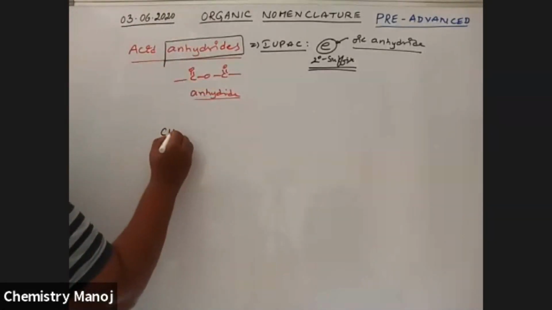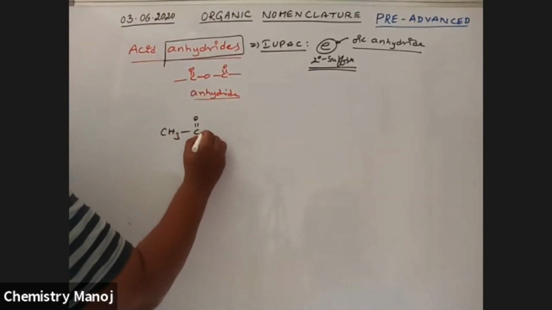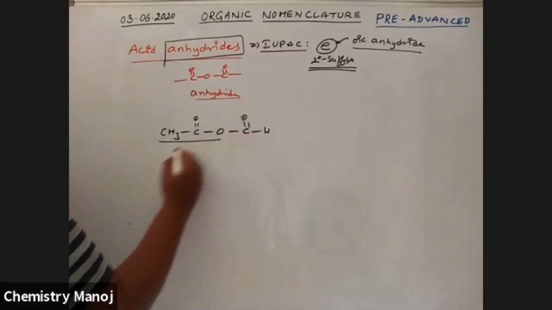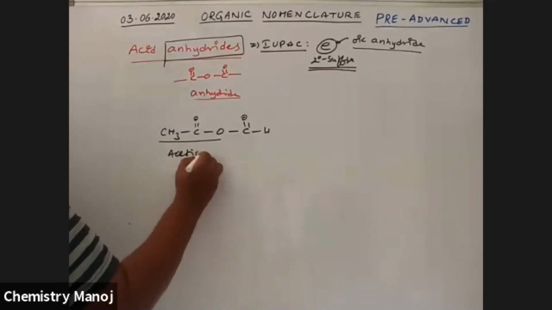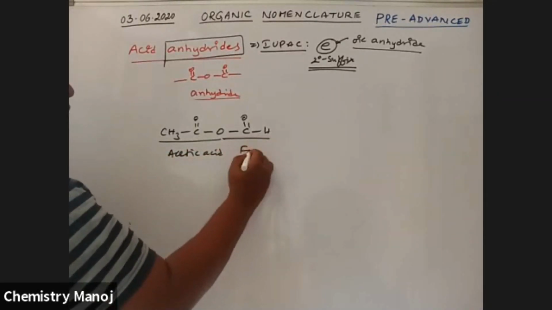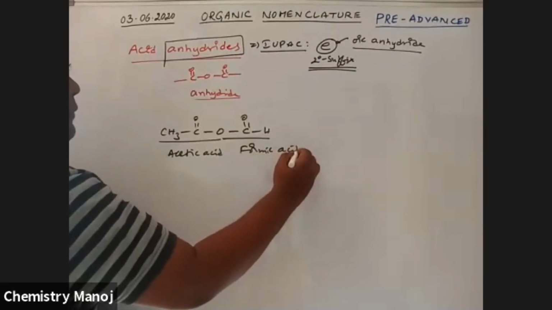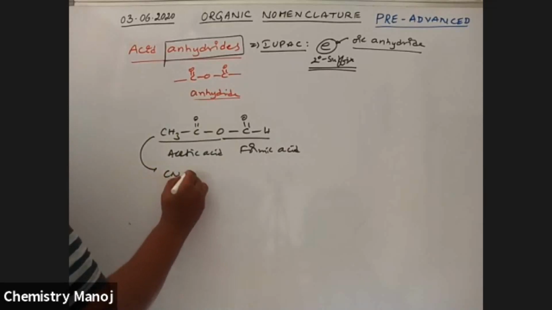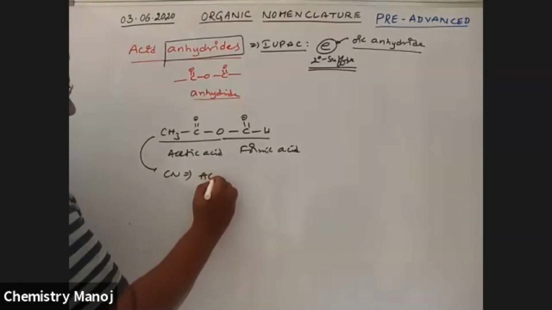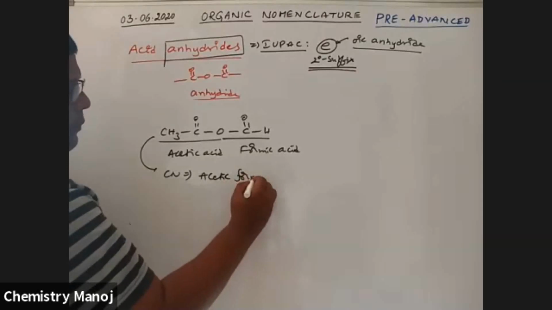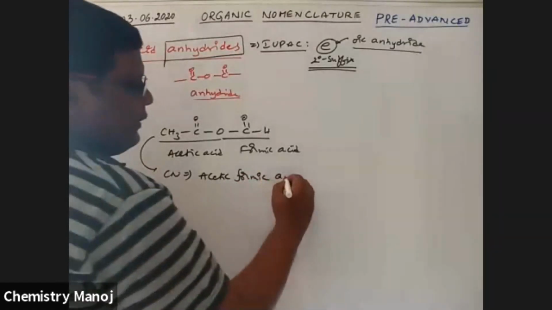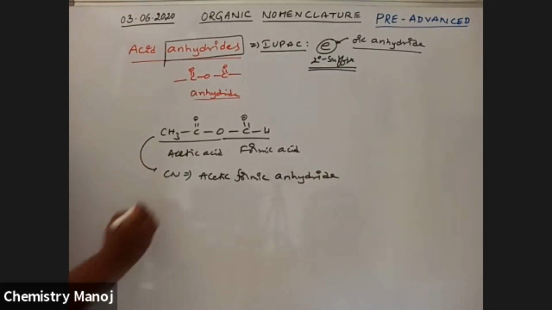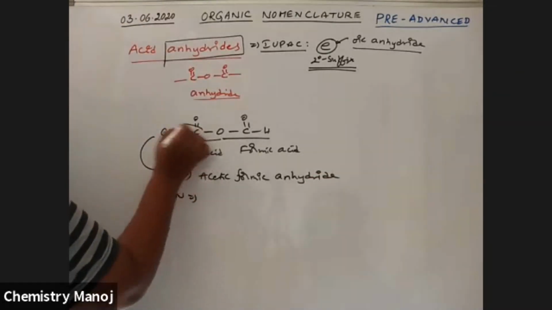See here, it is CH3CO, COH. It is acetic acid. It is from formic acid, HCOH. That's why the common name for this one is acetic formic anhydride. But the IUPAC name is, it is a 2 carbon chain.